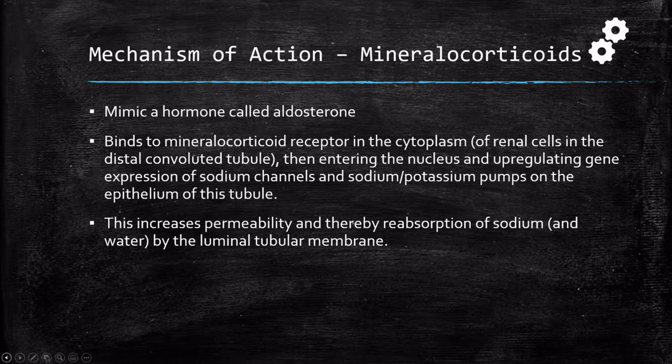Now, in terms of the mineralocorticoids, they mimic aldosterone, which we've mentioned, and they bind to mineralocorticoid receptors in the cytoplasm, but this time of the renal cells and the distal convoluted tubule of the kidneys. Then they enter the nucleus and they upregulate gene expression of sodium channels and sodium-potassium pumps on the epithelium of the tubule. This increases permeability and therefore reabsorption of sodium from the lumen of the nephrons back into the cells, and then subsequently back into the capillaries.